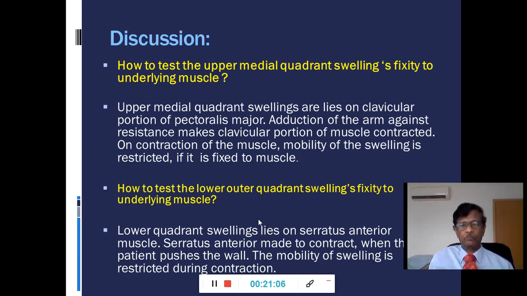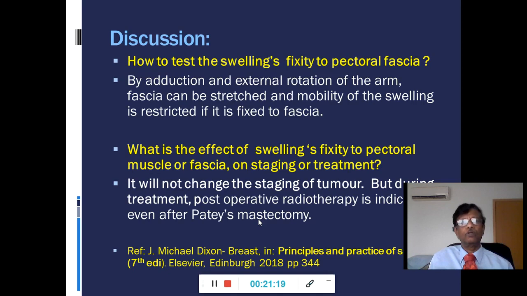How to test the lower quadrant swelling's fixity to underlying muscle? Lower quadrant swellings lie on the serratus anterior muscle. Serratus anterior muscle is made to contract when the patient pushes the wall. The mobility of the swelling is restricted during the contraction. How to test the swelling's fixity to pectoral fascia? By adduction and external rotation of the arm, the fascia can be stretched. The mobility of the swelling is restricted if it is fixed to the fascia.